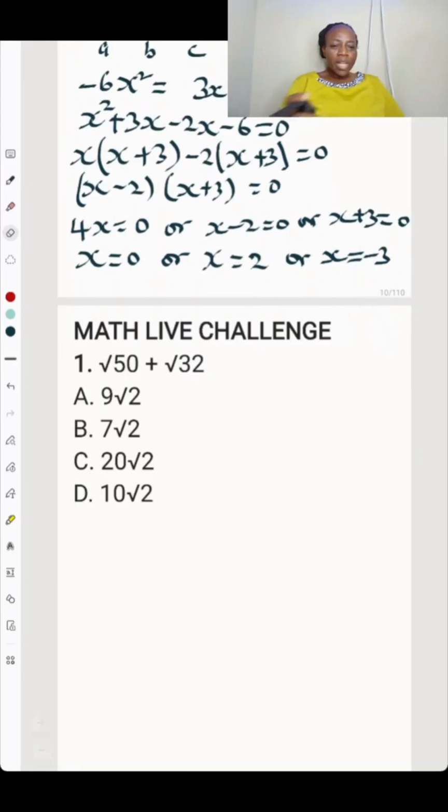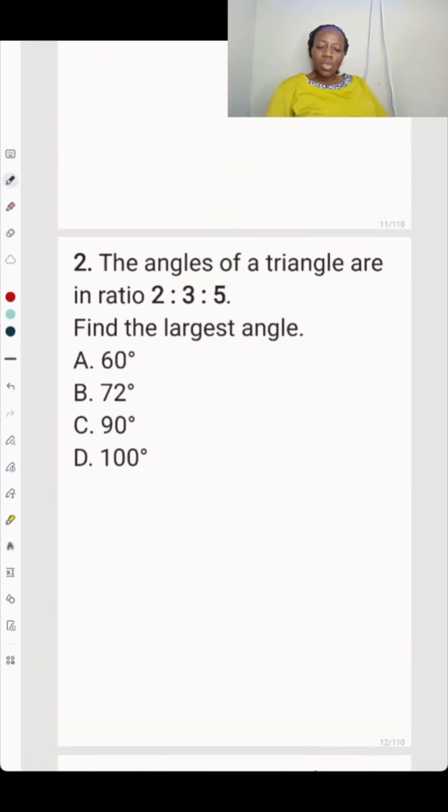Now, the challenge is on. Let's go. Question 1 is going. Let's work now. Time is over. My answer is A. The answer is A. So let's go.